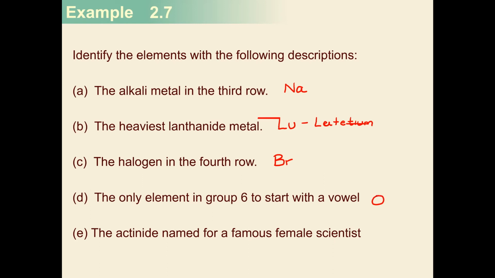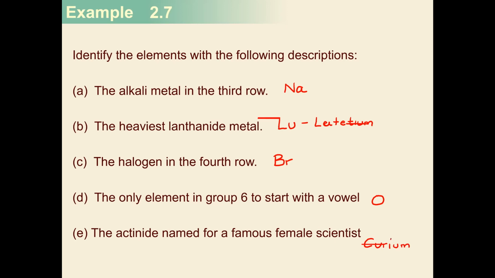Now if we go to E and try to find an actinide named for a famous female scientist, well, you will see that that is the bottom row of the periodic table from our separated group. And as you scan some of the names, you will see one that is curium. This is named for Madame Curie. So curium is going to be our answer for letter E.